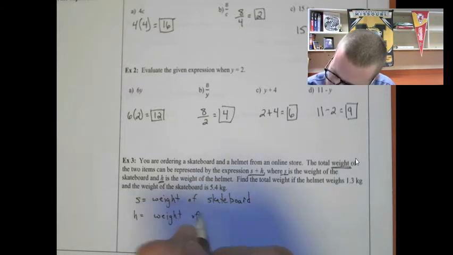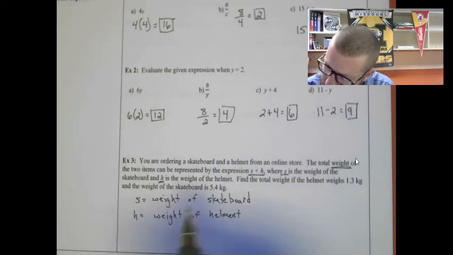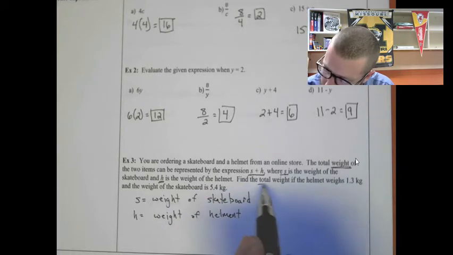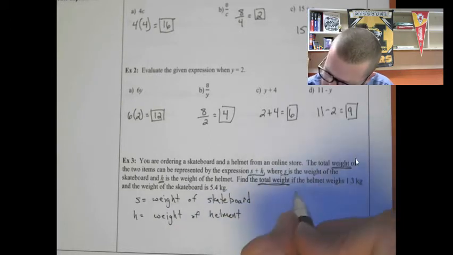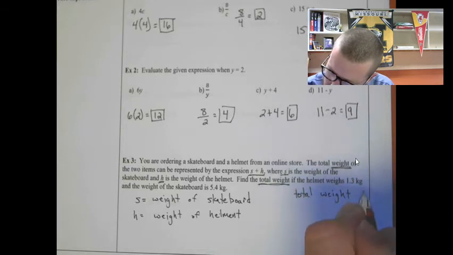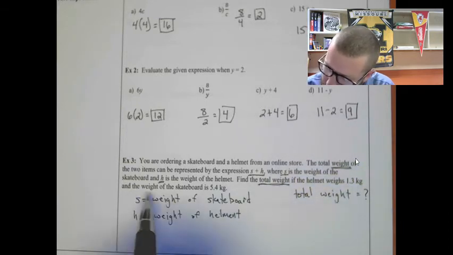So this is a very important idea in math, that we can use a variable to represent something. And then find the total weight. Find the total weight. So what are you looking for? Total weight. If the helmet weighs 1.3 kilograms and the weight of the skateboard is 5.4 kilograms.